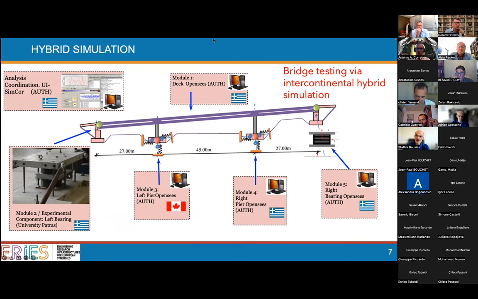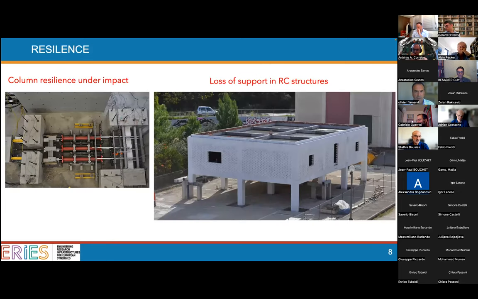Again, the lab has also worked on hybrid simulation, the application of the hybrid simulation technique. Here you see an example of a test that involved several participants around the globe, from the University of Toronto in Canada, University of Thessaloniki, University of Patras. This was a real bridge for which one of the isolators at the end point was tested physically at the University of Patras, while the rest of the structure was represented numerically, and different modules of the numerical parts were analyzed at different locations, finally combining the results and exchanging information during each time step, as allowed by the hybrid simulation technique.